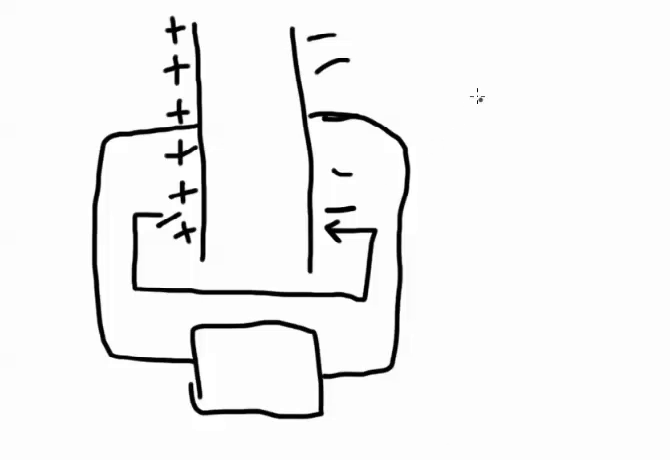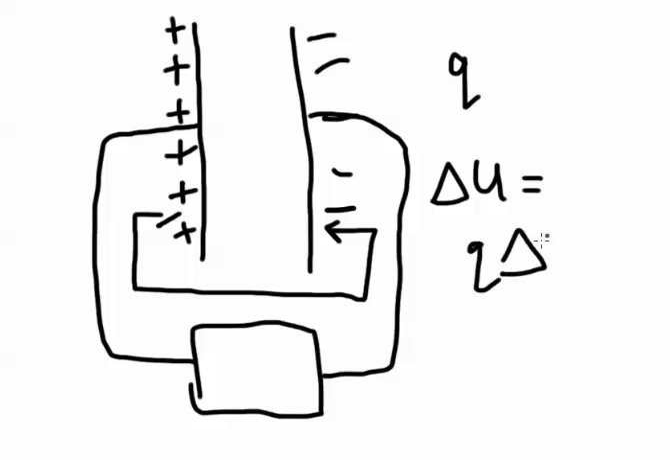So how much energy is required? Well, if I move a charge of size Q from the left plate to the right plate, then the energy required is equal to the charge that I move times the potential difference that I move it through. Now this energy is stored in the capacitor, and it could be released if I were to allow the electrons to move back through the wire.